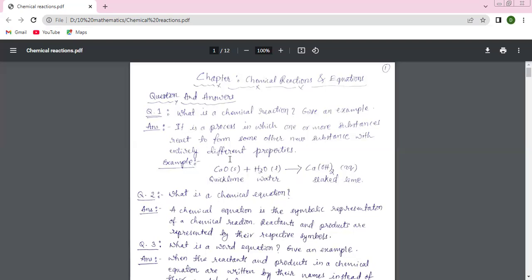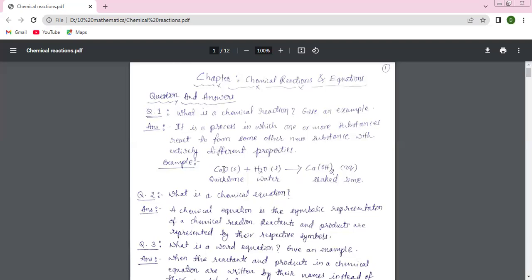You see, two substances are there. This is the first substance. This is the second substance. So they undergo reaction. The first substance is CaO. It is calcium oxide, or the popular name of this calcium oxide is quicklime. And in the bracket we have written S. S shows that it is in the solid form. And the second substance is H2O. As you know, it is water. It is in the liquid form.